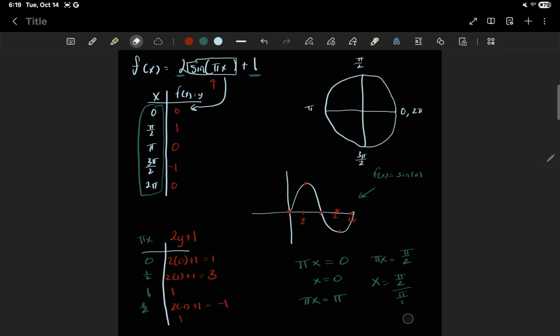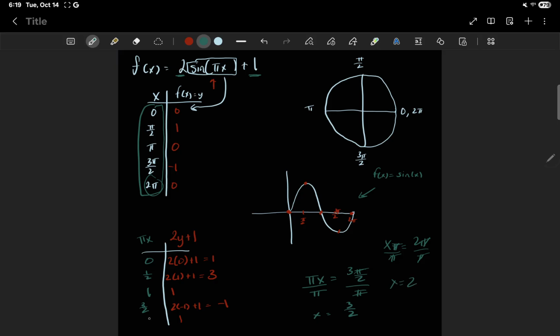So I'm going to erase some of the work here and then just show you that. So we had pi x. We set it equal to our old 3 pi over 2. We divide both sides by pi. These pi's are going to cancel. That tells us x is equal to 3 over 2. And then for the last one, we want to use 2 pi. We're going to set pi x equal to 2 pi. Divide both sides by pi. Pi's cancel. x is equal to just 2.